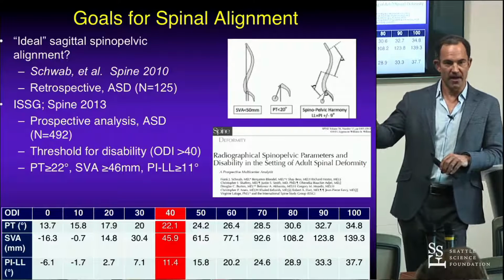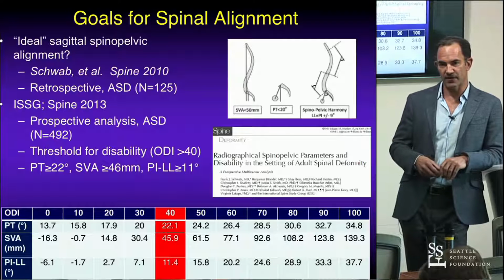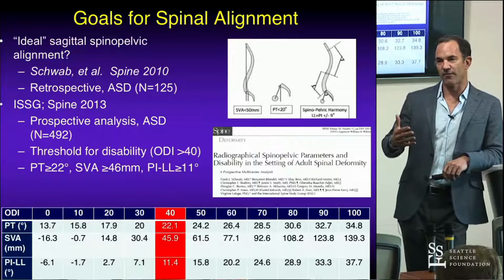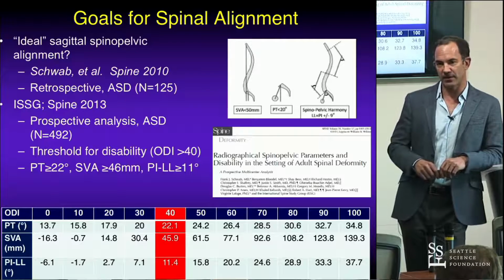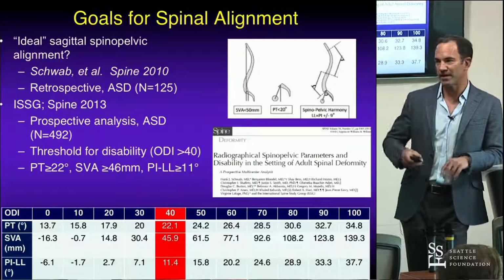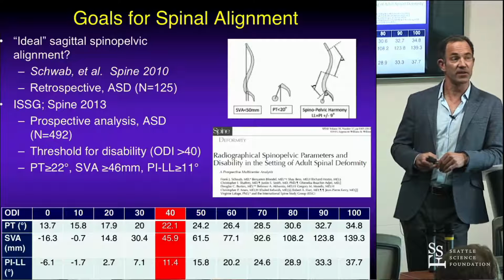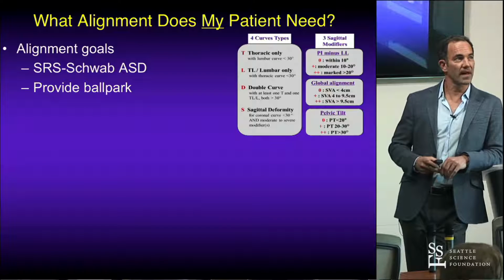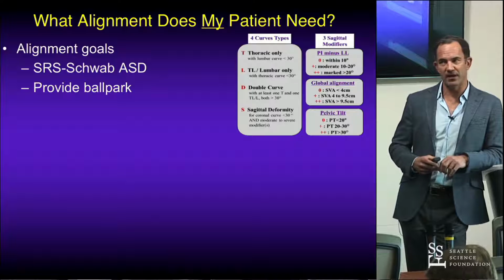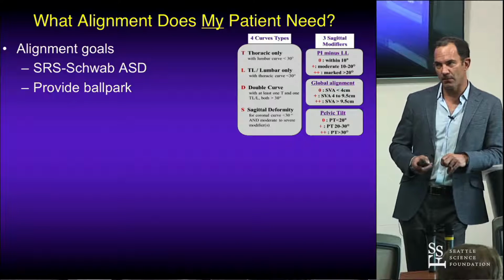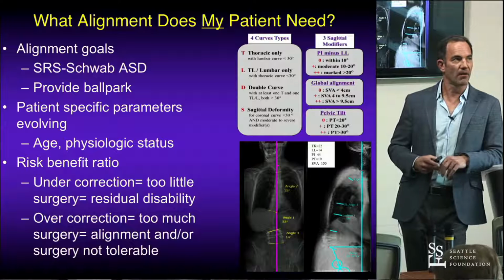You are all familiar with how the ODI runs. So 40 is a cutoff for severe disability. It's the only HRQOL that's actually authorized to use the term disability. SRS-22, SF-36, those kinds of things don't correlate with, quote, disability, but this is actually measured for disability. So the ODI cutoff of 40 gave us those relative values, and those alignment goals were subsequently integrated into the SRS-Schwab classification. But what you have to remember is that these provide a relative ballpark for us.